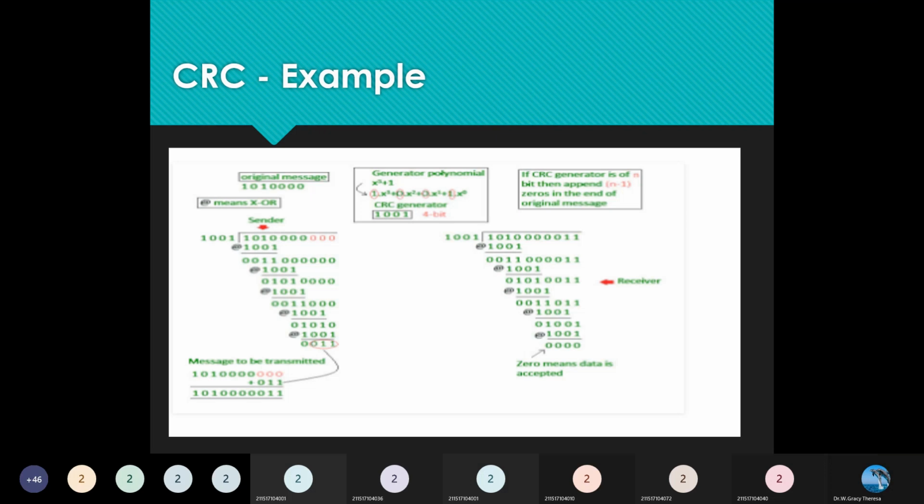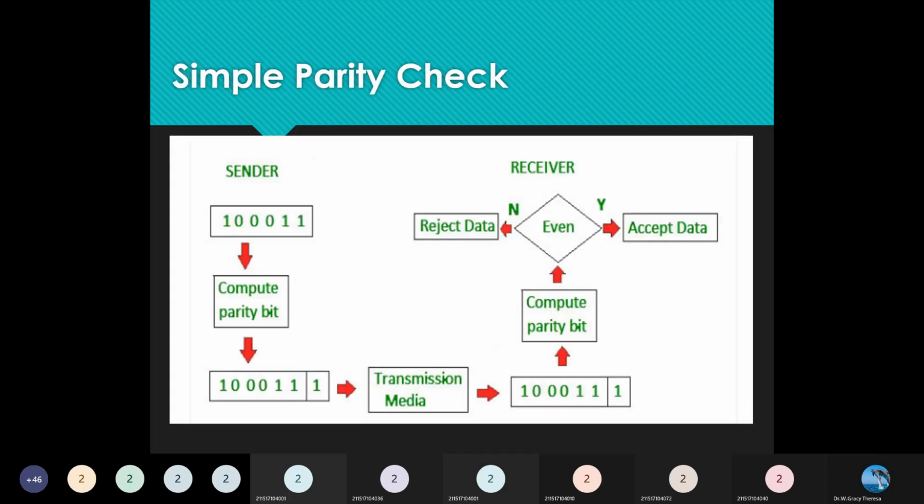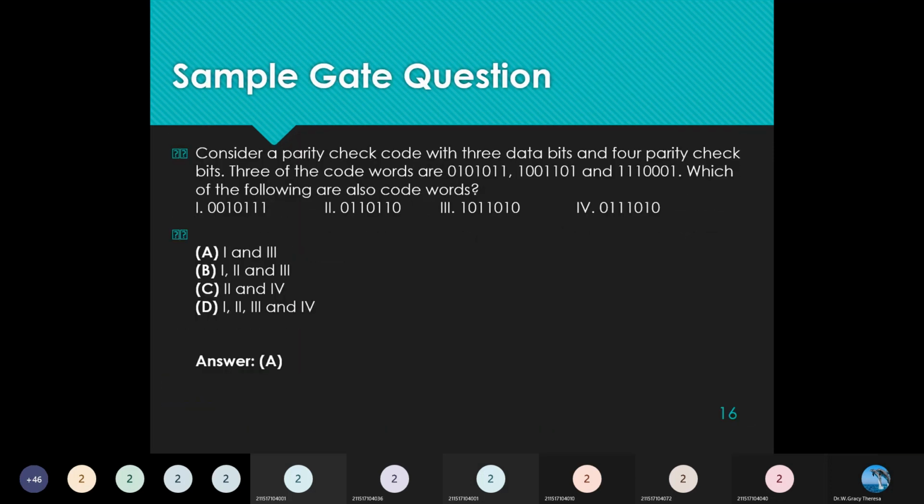Let me discuss some GATE questions. Previously also we have seen a GATE question regarding the parity bit. Consider a parity check code with 3 data bits and 4 parity check bits. Three of the code words are given. Which of the following is also a code word? We have to find the fourth code word, because we are sending 3 data bits and the fourth is the parity check bit. What is the possibility for the fourth bit?